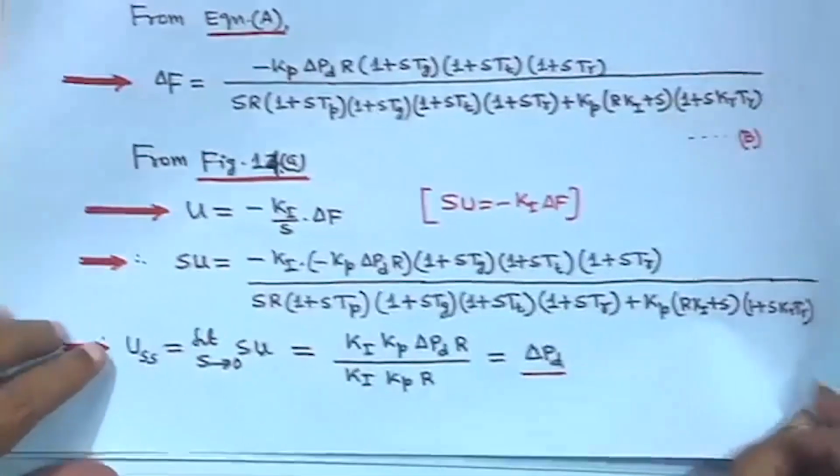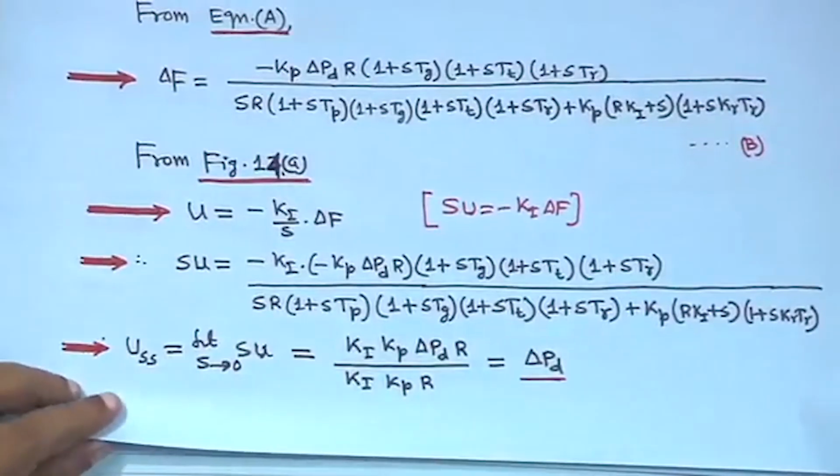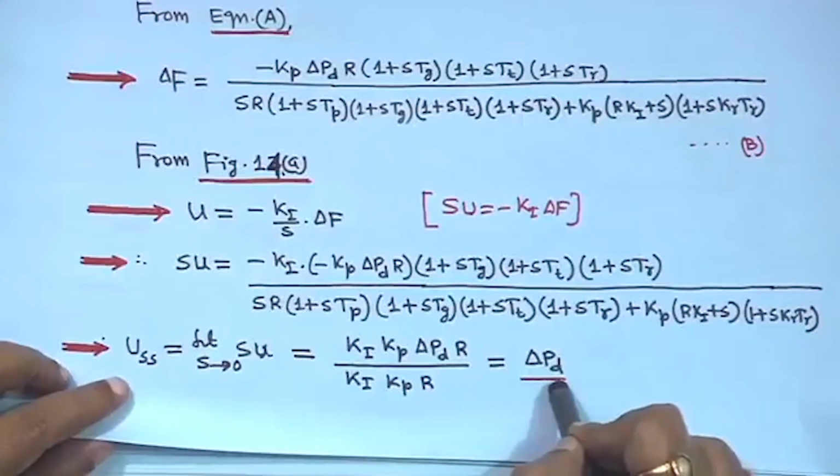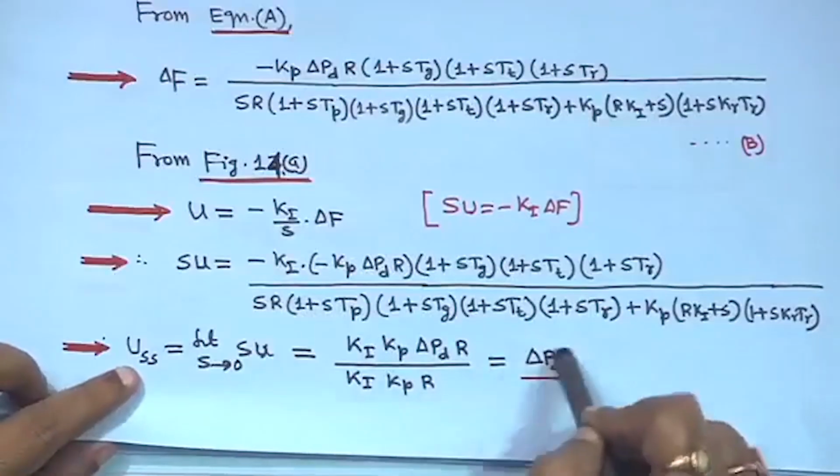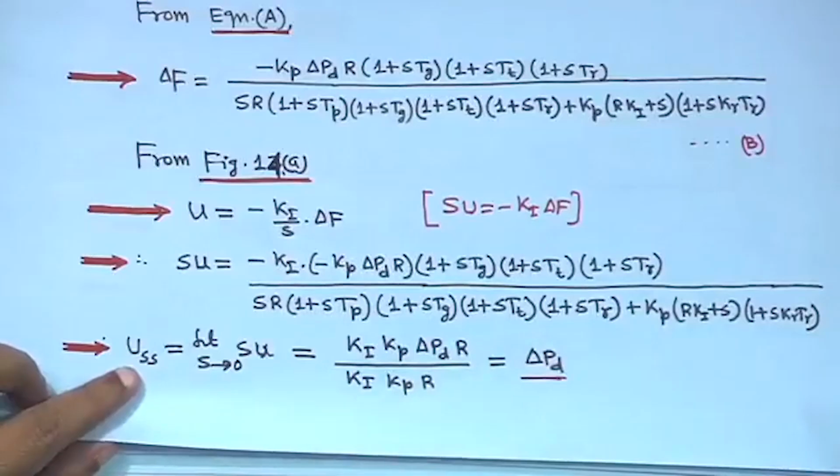So, from your assignment or numerical problem, without looking into the data or everything, you must know that suppose the delta load demand has increased by 1 megawatt, right. Then what will be the steady state value of u?